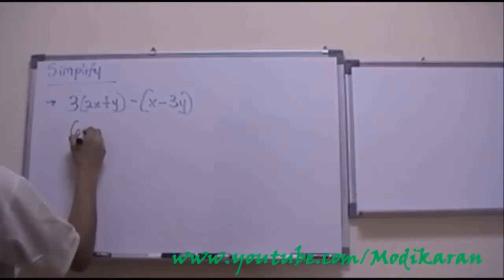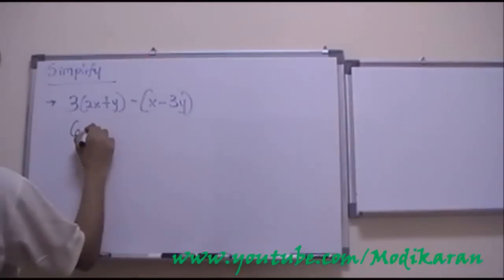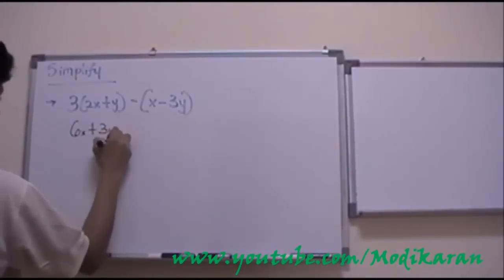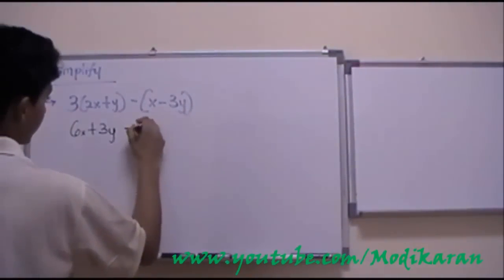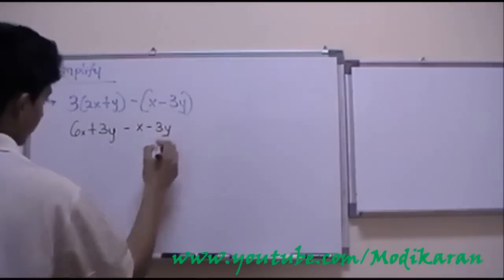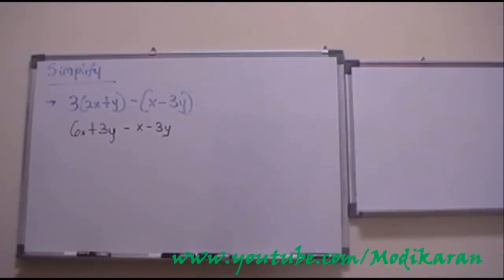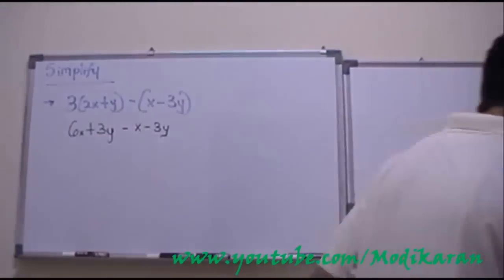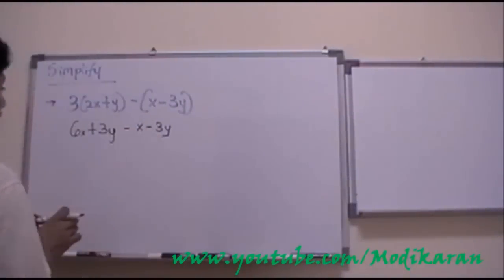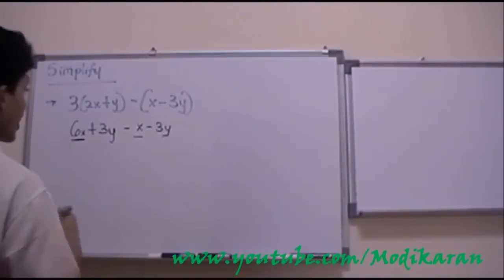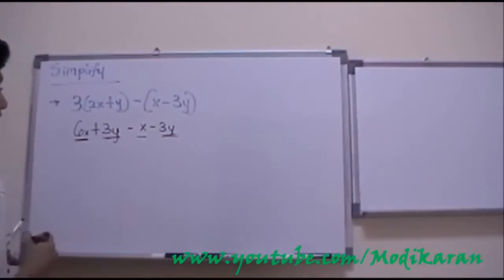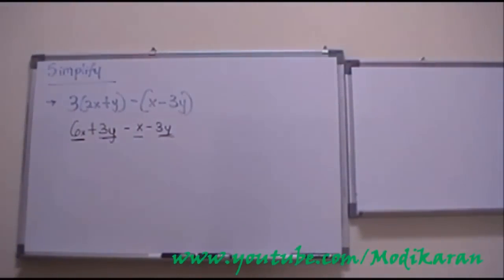What about the x? Just put x over here. Plus 3 times y is 3y. Minus, because there is a minus sign over here, x minus 3y. Now what you need to do is combine the like terms. What I mean by that is, you have an x value and an x value, and you have a y value here and a y value here, 3y and 3y.